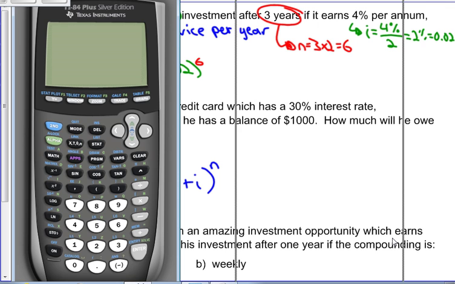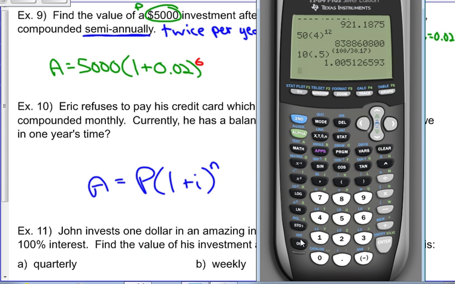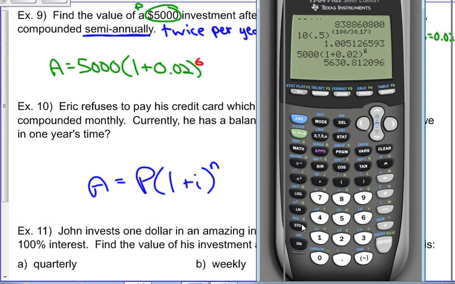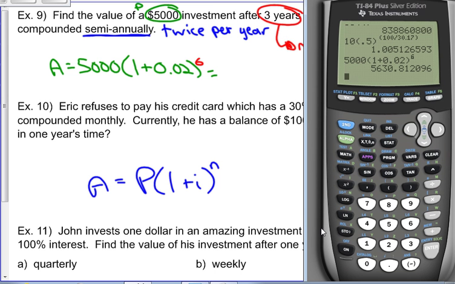Okay. Plug it in. Here's what we get. 5,000 times 1 plus 0.02, all to the power of 6. $5,630.81. Okay, so your money made $630.81 just by leaving it in this investment.